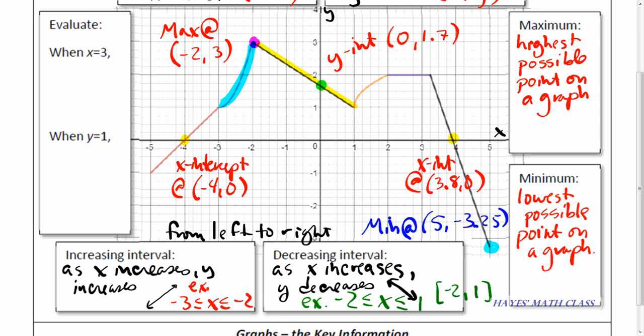Okay? Last thing, and again, this seems a little sticky, but you just got to be careful. So when they ask you to evaluate something, like here when x equals 3, and I know you're saying, why do we need to know this? Because I already know how to do this, and I always do it, and then people miss stuff. So when x equals 3, this is the point right here that we want. So it goes to the point (3, 2). So when x equals 3, y is equal to 2. So it's a point on the graph.